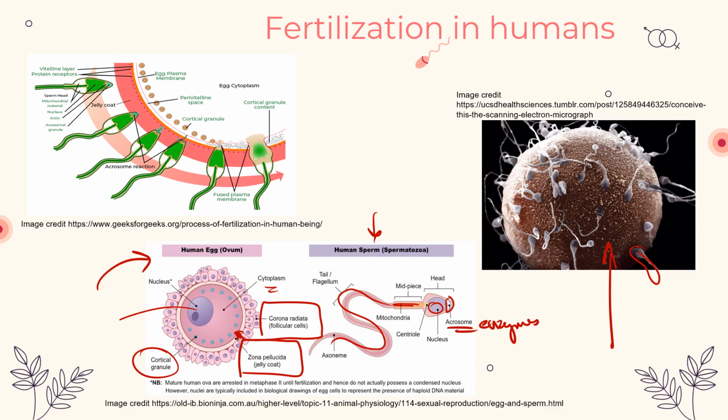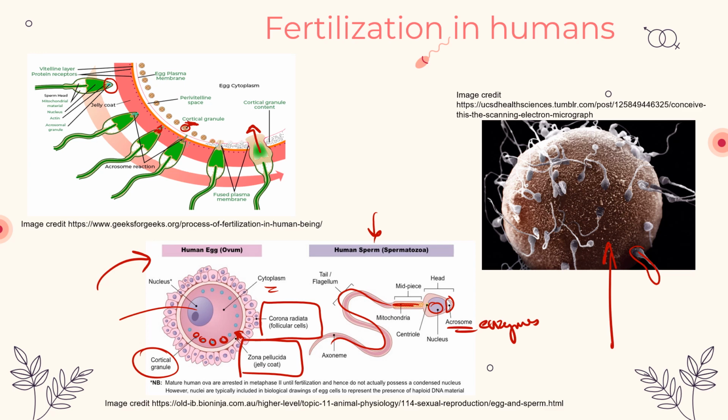During fertilization, what occurs is, again, that acrosome is going to release those enzymes. The enzymes are going to digest a hole through the zona pellucida. The nucleus of the sperm cell is then released into the cytoplasm of the egg cell. When that happens, it stimulates those cortical granules that we looked at here. These granules are going to be released into the zona pellucida.